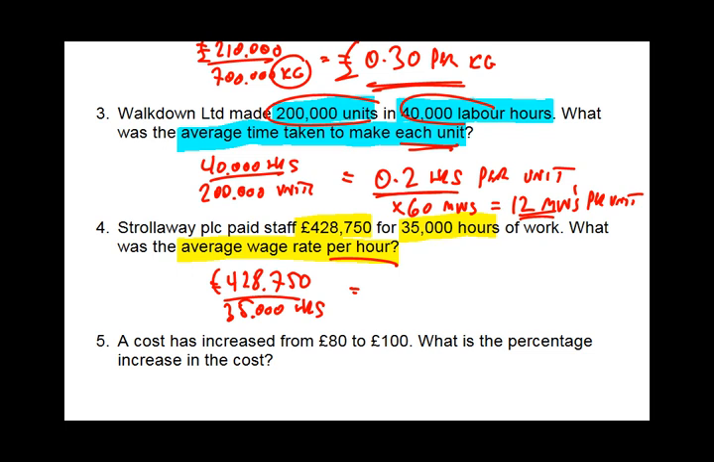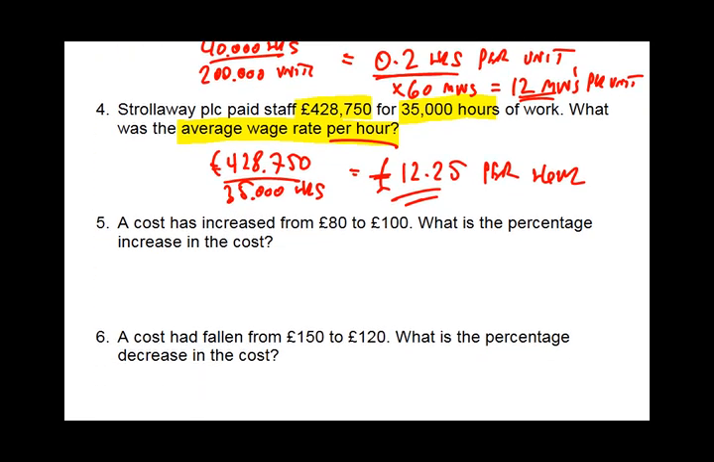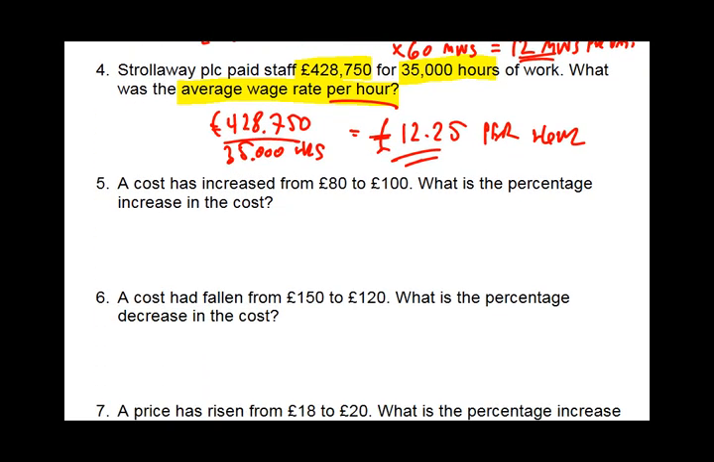And if I now do my calculation of £428,750 divide by my 35,000 hours, I get that coming to £12.25 per hour. So a rather more acceptable wage rate than £1 per hour. So, those first four examples are looking at different averaging calculations, trying to work out costs per hour or amounts of material per unit. Key again is just make sure you're dividing the right number by the right other number and you're not doing it the wrong way round.